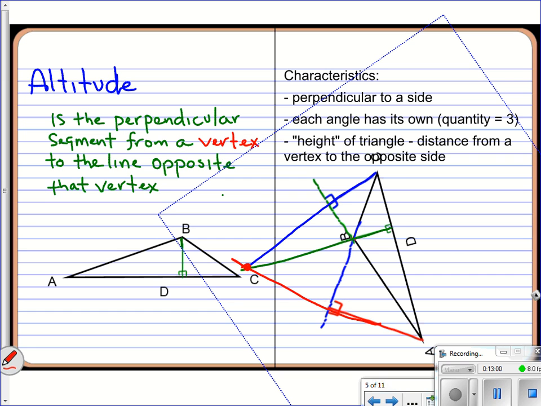Okay? So what's kind of cool is that they all meet at one point. In this case, they meet outside the triangle. Now, if you're like me, that looks really complicated. So it's not that I stay away from it. It's just that I have to do it piece by piece to think it through.